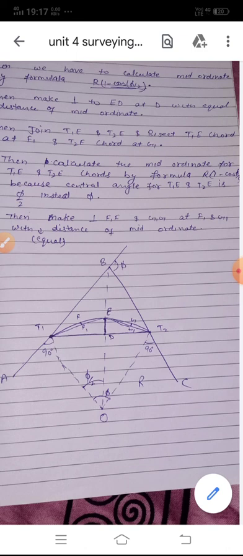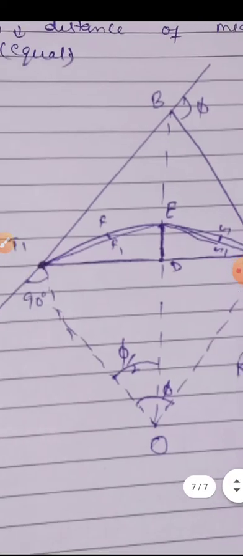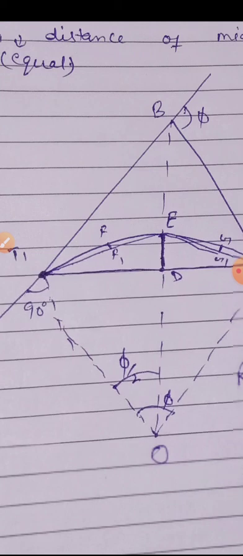Then we find that if there is more succession, after getting this point, if we go further, then our next curve will be here.